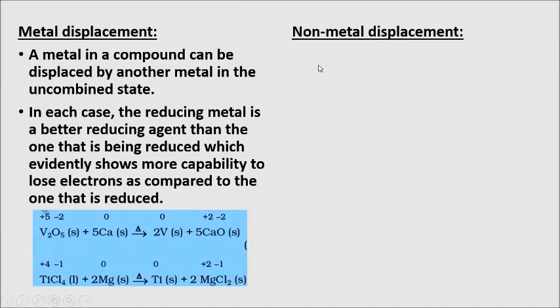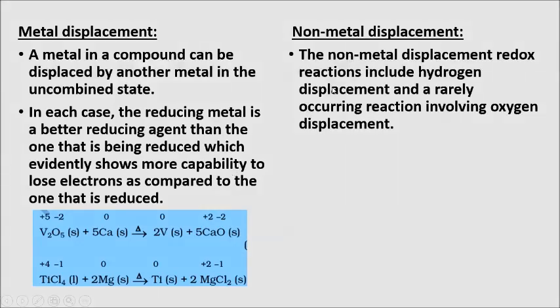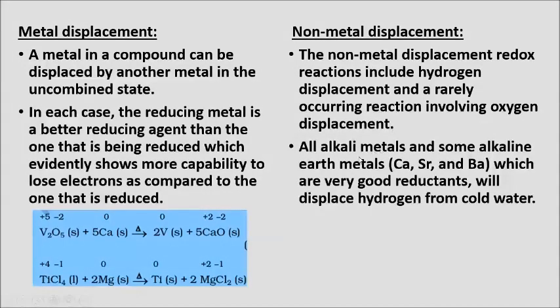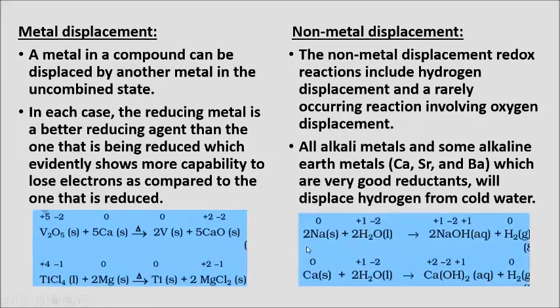The next type is the non-metal displacement. The non-metal displacement redox reactions include hydrogen displacement and the rarely occurring reactions involving oxygen displacement. All the alkali metals and some alkaline earth metals like calcium, strontium and barium, which are very good reductants, will displace hydrogen from cold water, like sodium plus water giving sodium hydroxide plus hydrogen. Calcium plus water gives you calcium hydroxide plus hydrogen.